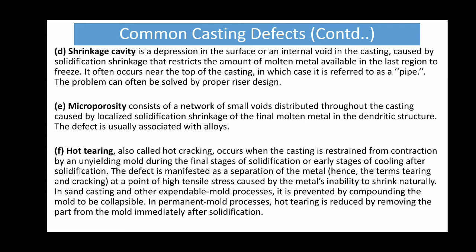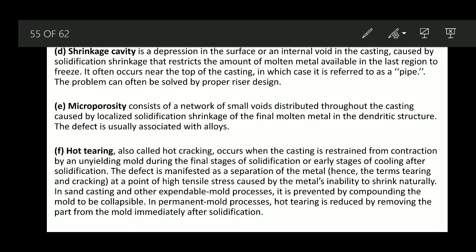Okay, in case of sand casting and other expendable mold cases, it can be prevented by compounding the mold to be collapsible. That means it should be easily collapsible. And in case of permanent mold casting processes, hot tearing can be reduced by removing the part from the mold immediately after solidification, so that we can allow for any kind of contraction. The basic problem is that it is restrained from contraction by an unyielding mold.